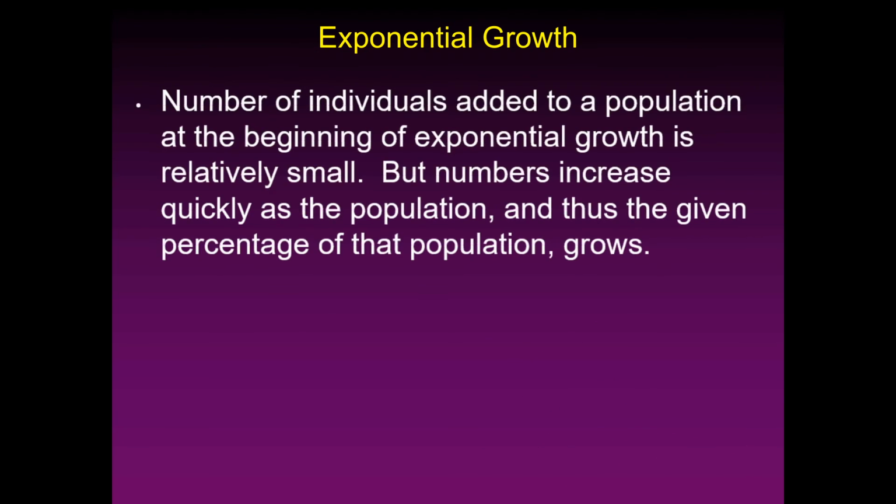Looking at exponential growth, the number of individuals added to a population at the beginning is relatively small, but the number increases quickly as the population, and thus the given percentage of the population, grows. So it's multiplicative growth, as in you are multiplying by a number, like a doubling of the population, compared to arithmetic growth, where you are adding a set number of individuals every single time. So I'm going to be adding 100 to the population versus increasing the population by 2%. This leads to this J-shaped curve, your typical exponential curve.